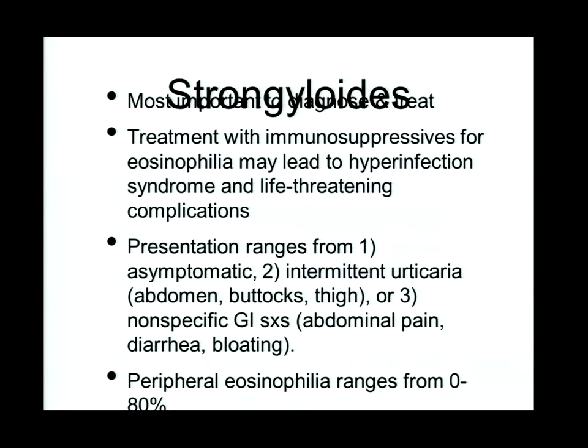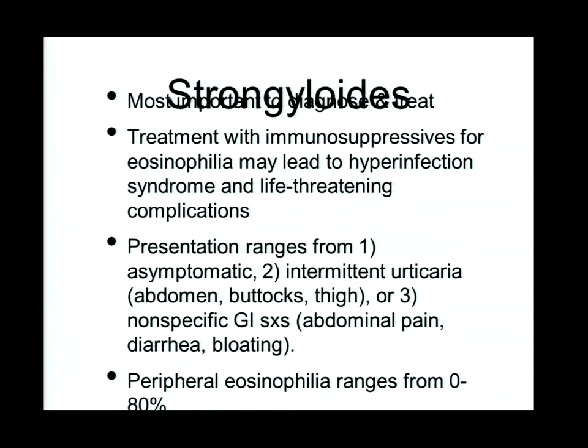But the most important helminthic infection to consider is strongyloides. Strongyloides is actually endemic throughout the tropics and subtropics, but also the southeast region of the U.S., as well as Appalachia. So definitely consider that for patients presenting there, especially in rural communities.